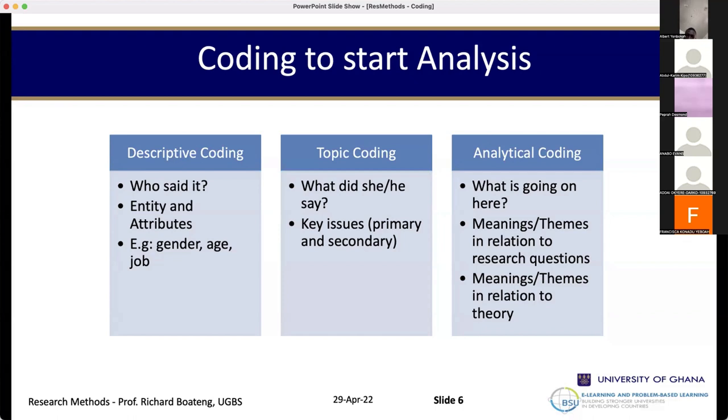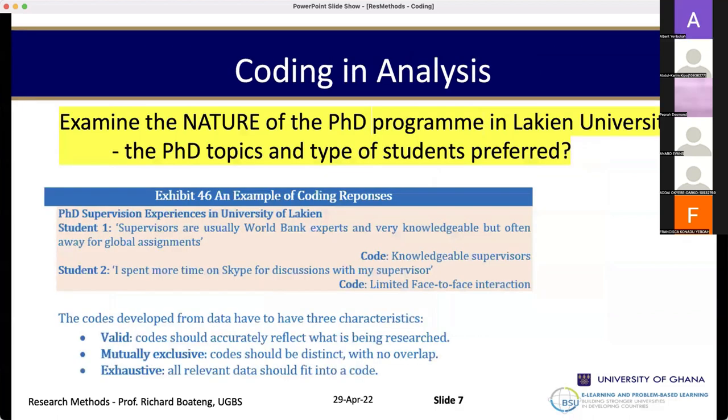Okay, so let's look at it now. You said to examine the nature of the PhD program in a university. We are using it as an example: the PhD topics and the type of students preferred. So what kind of PhD topics are preferred in this university? What type of students are preferred in this university? So we interviewed two students. The first student says that supervisors are usually World Bank experts, very knowledgeable, and often away on global assignments.